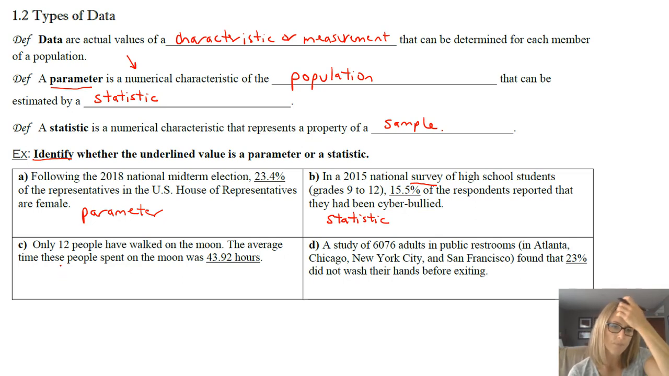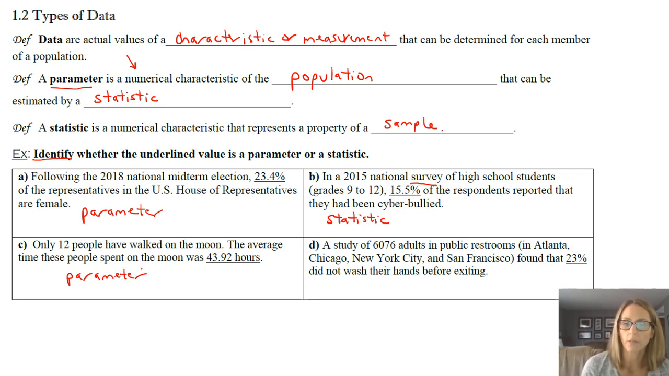So for C, the fact that we know that 12 people have walked on the moon. That's the population of people that have walked on the moon, 12. It's not a very big population, but it is the population of people that have walked on the moon. So having information about those 12 people gives us a parameter.